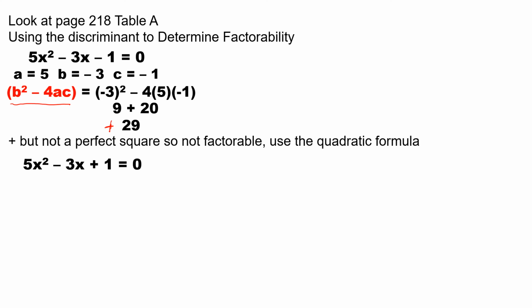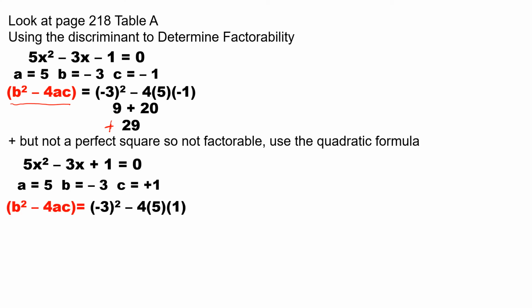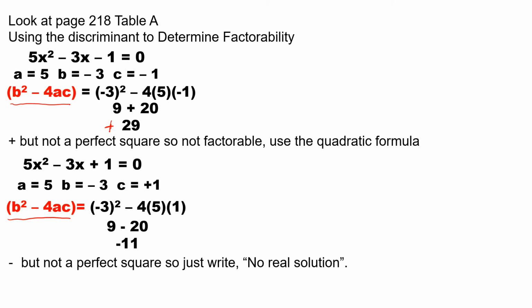Again, here we go. I'm going to determine the A, B, and C. I'm going to use the discriminant. This is what we call the discriminant, right? Plug in those values. Simplify real quick. And then go look at that table that's on page 218. And it will tell you that if it's negative, which this is negative, but it's not a perfect square, then basically you would just say no real solution, okay? You don't even factor it anymore. You don't even put it in a quadratic formula. You just stop and say no real solution.